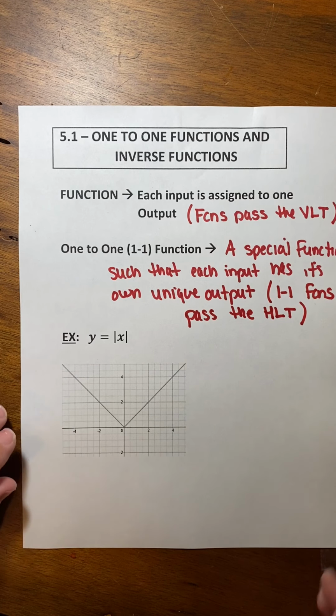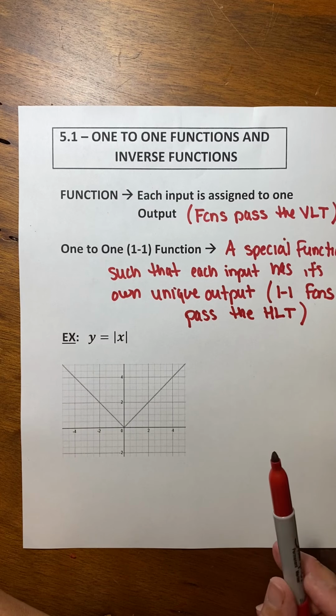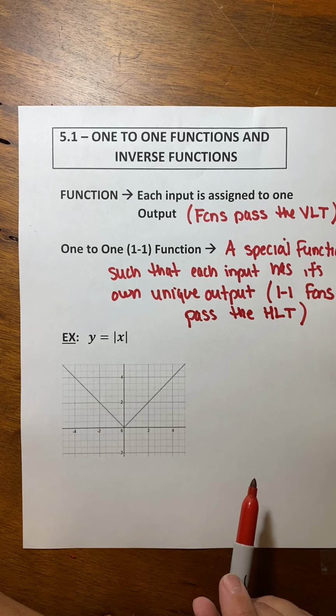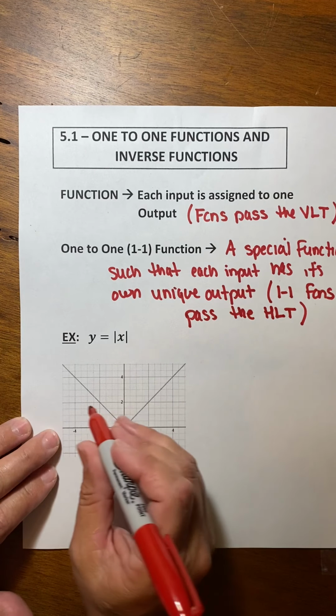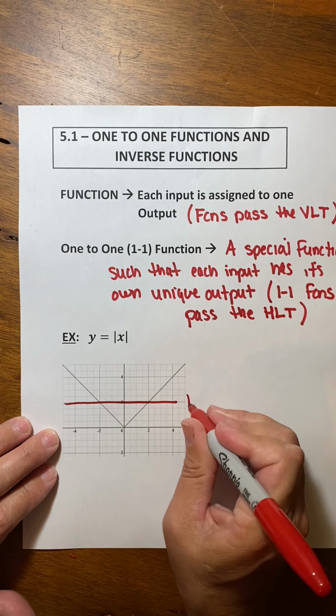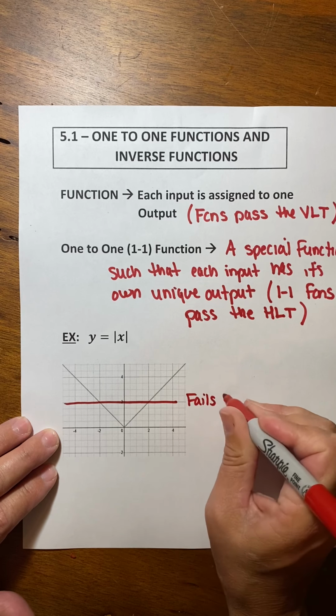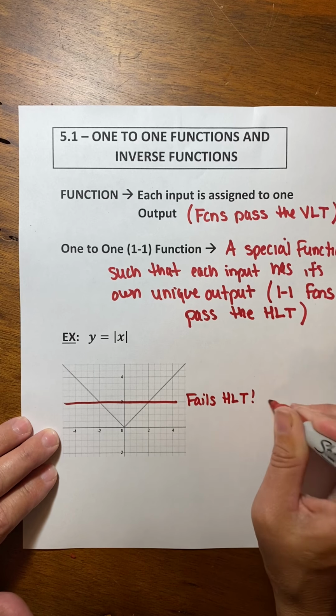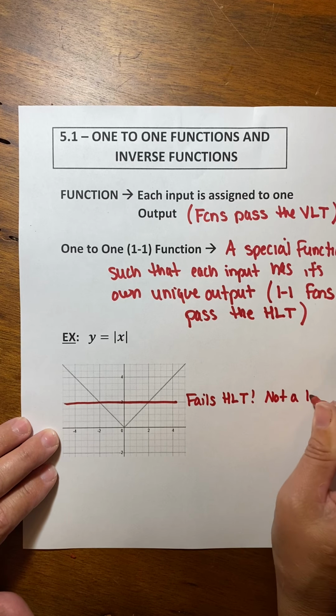So let's look at the function y equals the absolute value of x. Beautiful function, passes the vertical line test. Every input has just one output. But this function is not one-to-one. I can draw a horizontal line right here, so it fails the horizontal line test. So it's not a one-to-one function.